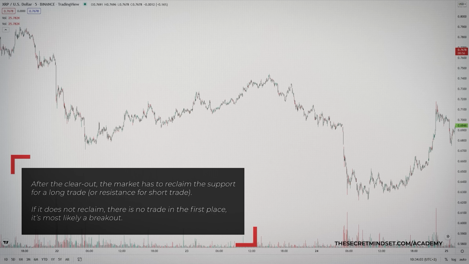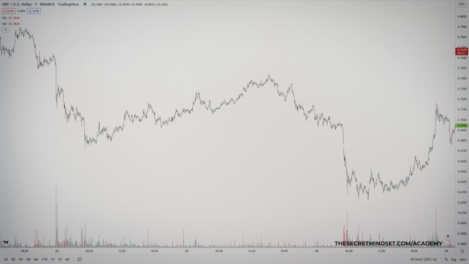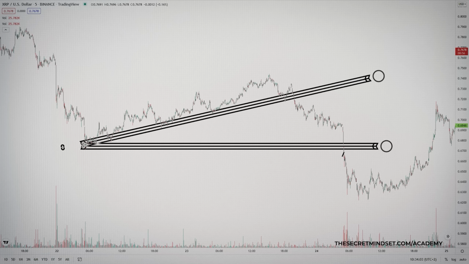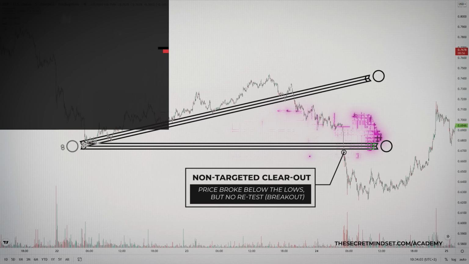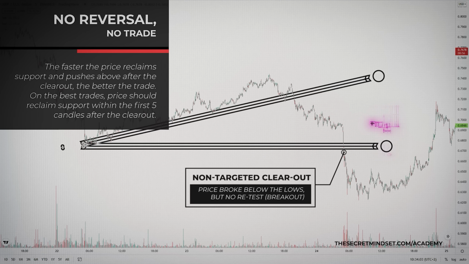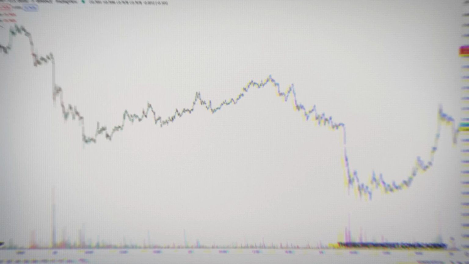It's a breakout. Here's an example with high volume clearout under the lows, as the long traders are stopped out, but the price didn't reclaim the support level. Thus, this is not a long trade. Remember this important point. The faster the price reclaims support and pushes above after the clearout, the better the trade. On the best trades, price should reclaim support within the first 5 candles after the clearout.